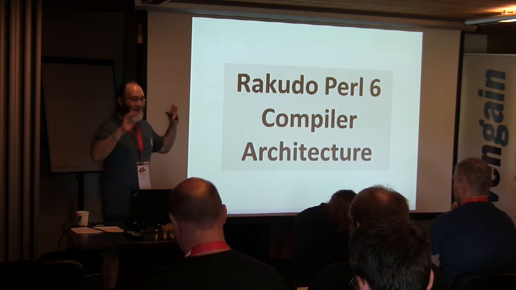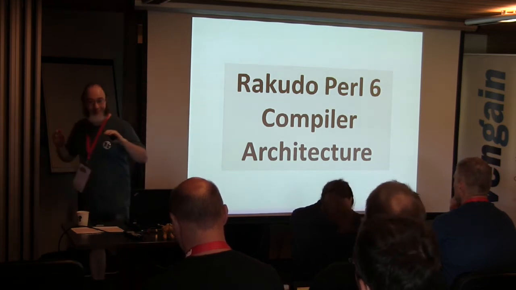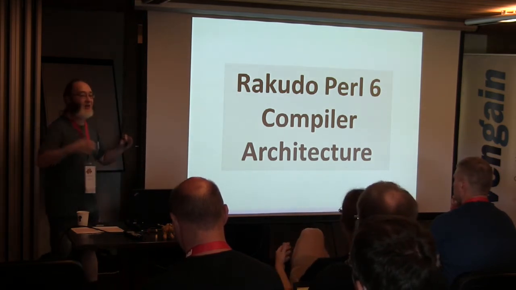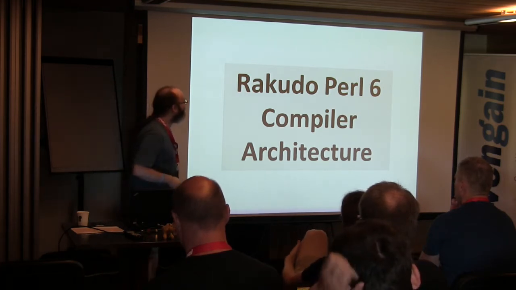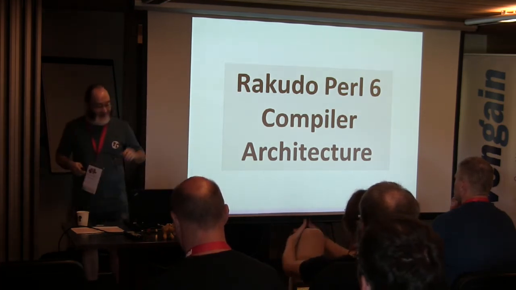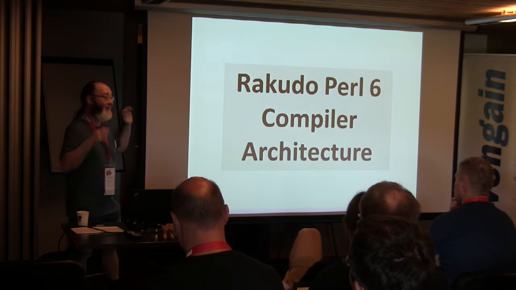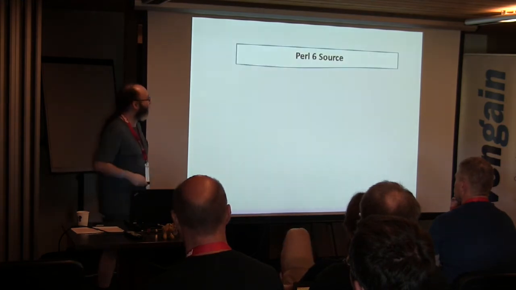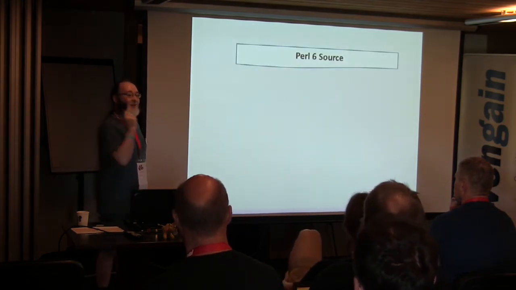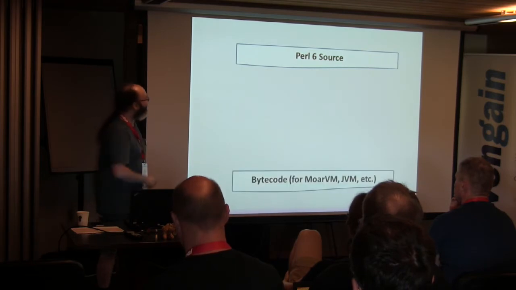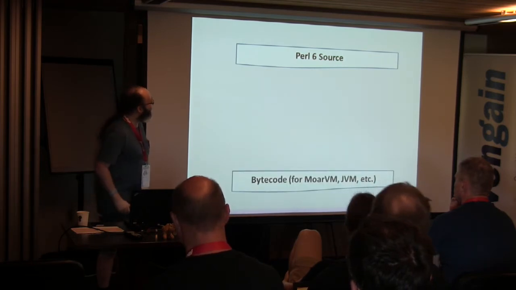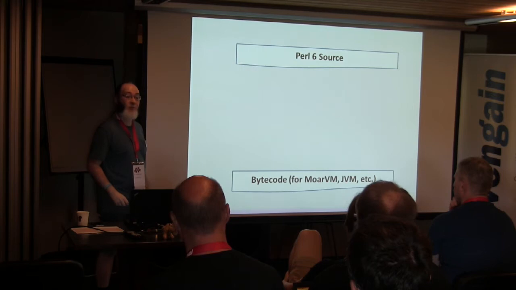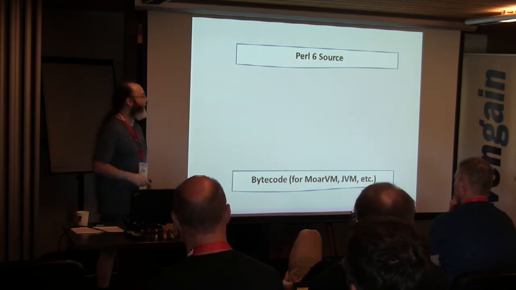Okay. So hopefully now I've convinced you that we set ourselves up for a little bit of a challenge in this. So let's talk just a little bit about the Rakudo compiler architecture and then dig into how we're addressing some of these problems. So we take Perl 6 source code, we compile it into bytecode that runs on some virtual machine. I'll be talking about MoarVM today.